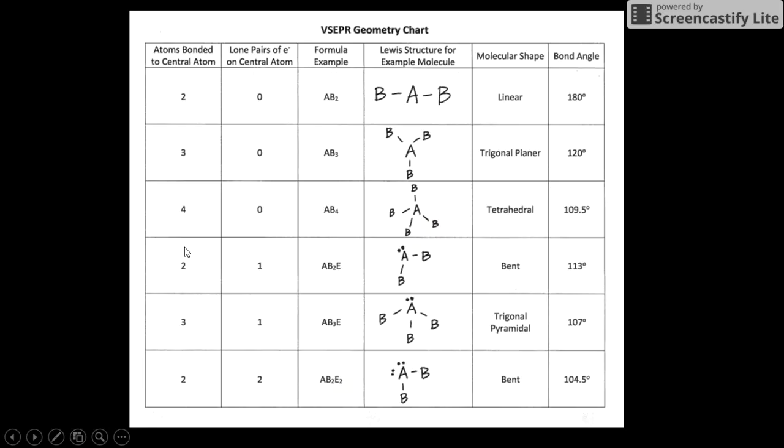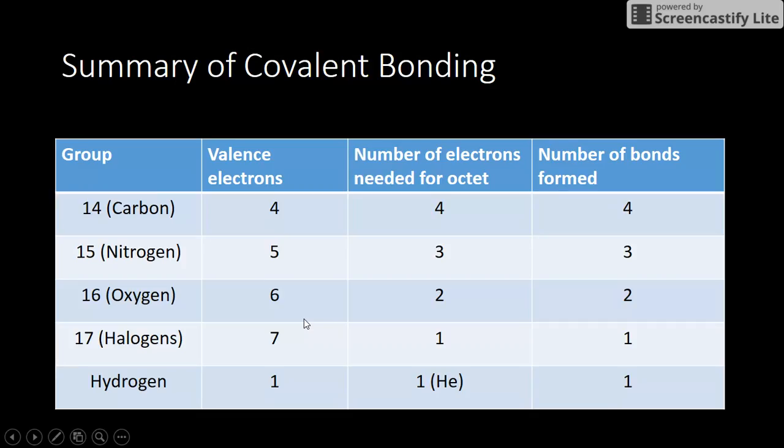All right, so there's the VSEPR chart. You can use that if it helps you visualize all this. And again, see when the lone pair comes in, that's when the bent starts happening, and that's when the trigonal pyramid starts happening. All right, so then a summary of covalent bonding.